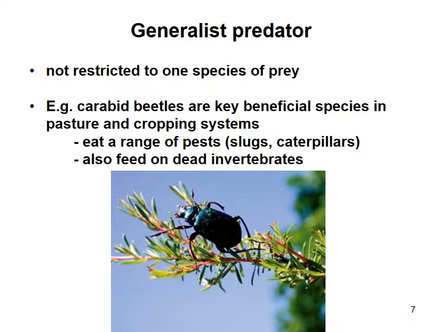Generalist predators are not restricted to one species of prey. So, for example, carabid beetles, like the one pictured here, are key beneficial species in pasture and cropping systems. They eat a wide range of pests, including slugs and caterpillars, and they also feed on dead invertebrates, which actually makes them vulnerable to secondary poisoning. That is, they're eating pesticide-affected invertebrates.